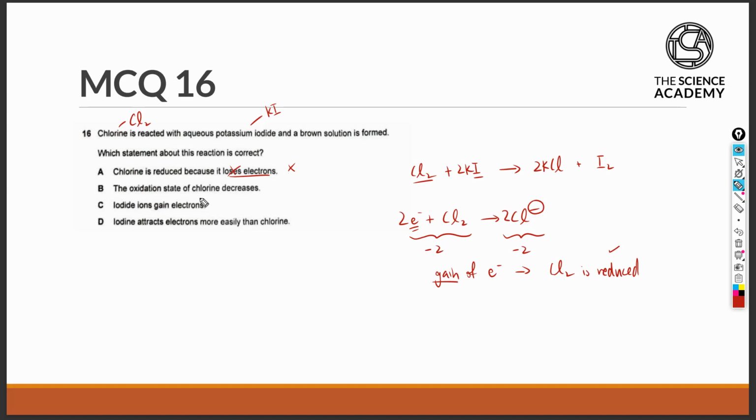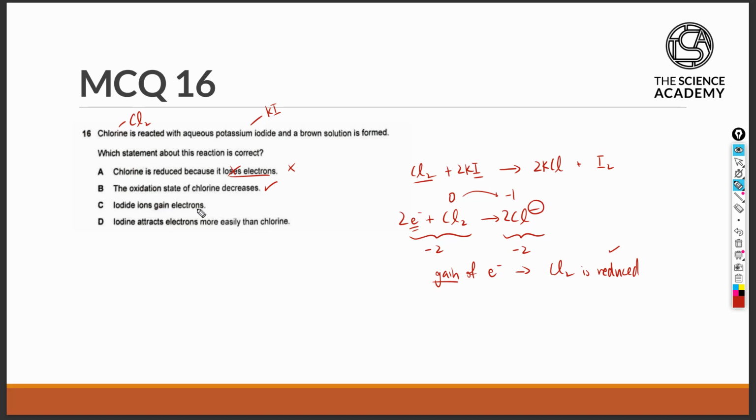B states that the oxidation state of chlorine decreases. The oxidation state of elemental chlorine is 0, and that of the chloride ion is -1. We can see that the oxidation state indeed decreased from 0 to -1. Therefore, B is the correct answer.